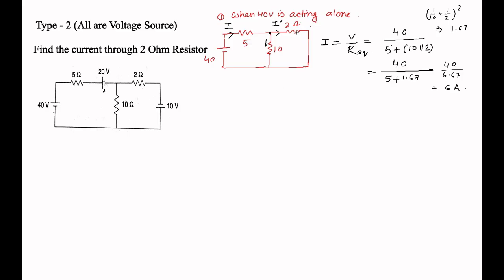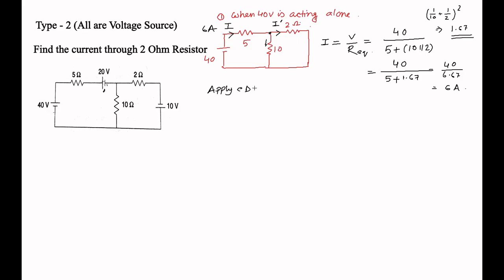Now the resultant of 2 and 10 is 1.67. So what is the current? Now we can easily apply the current division rule. These two are in parallel, so the current supplied by the battery is I, which is 6 ampere. That 6 ampere current is flowing through it.